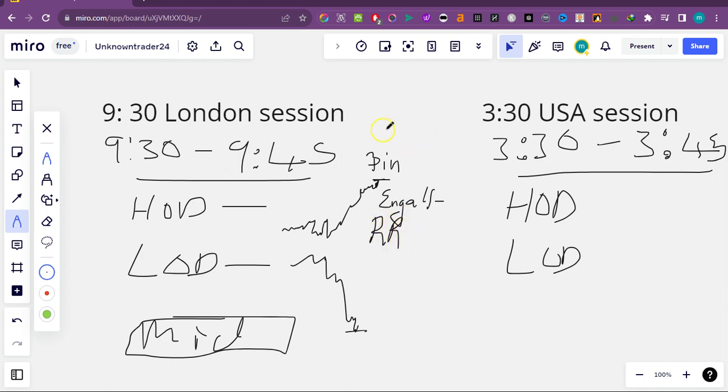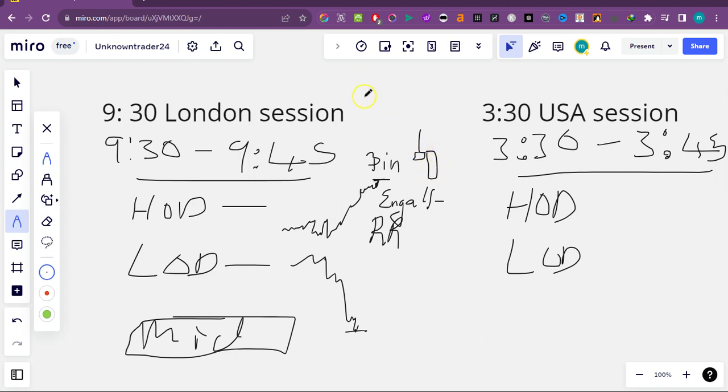By a pin, I mean, since this is the high of the day, a pin will be a candle like this, where they went up and up and up fast, and then they came down and closed. An engulf is, say for instance, you see this is an engulf. Why? Because all the body of this candle has engulfed the body of this candle. So this is an engulf.